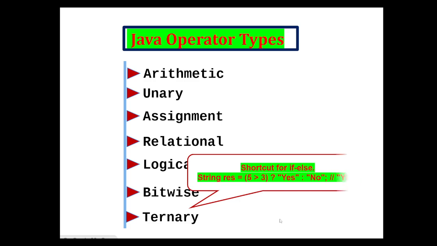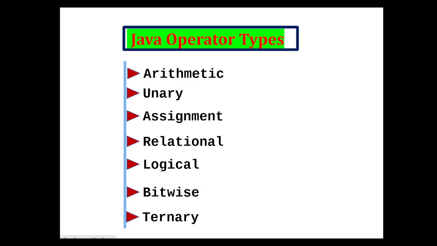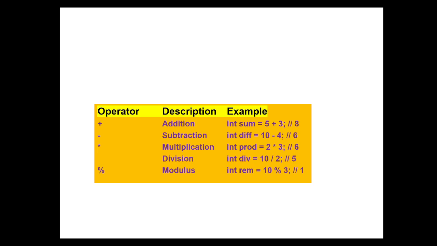Next is the ternary operator, which is used as a shortcut for if else. Here you can see the question mark, and before that we have a condition. If this condition is met, then it will return yes, and if the condition fails, then it will return no. This way we can use the ternary operator to get the string which we want based on the true or false result of the expression. So let us understand each operator in more detail along with some different examples.